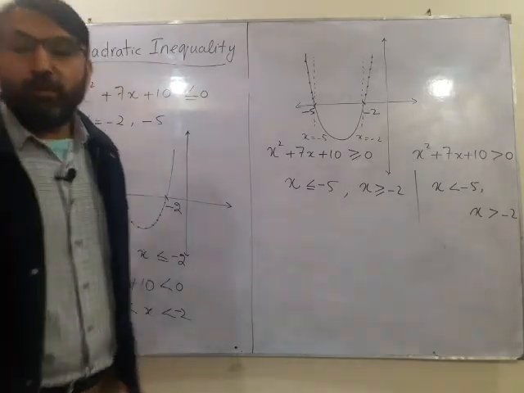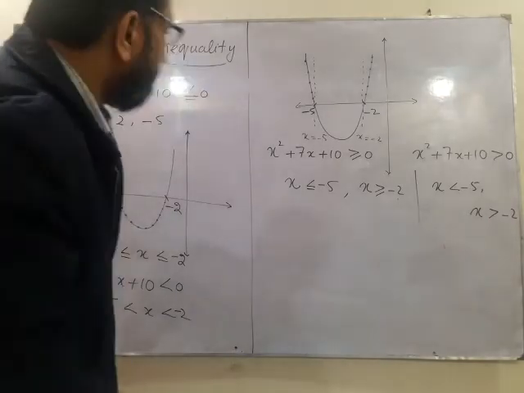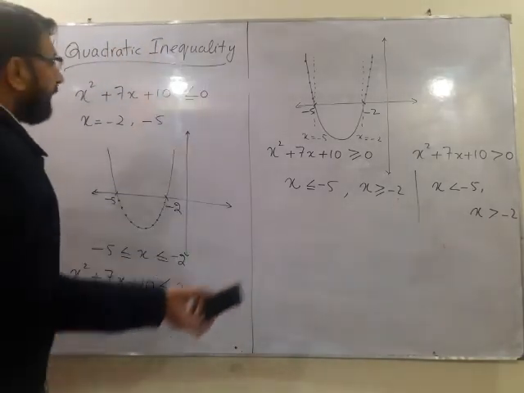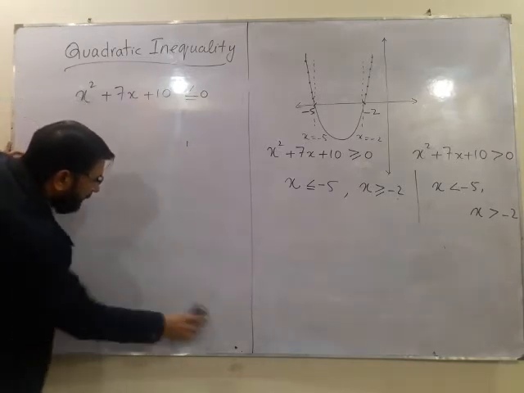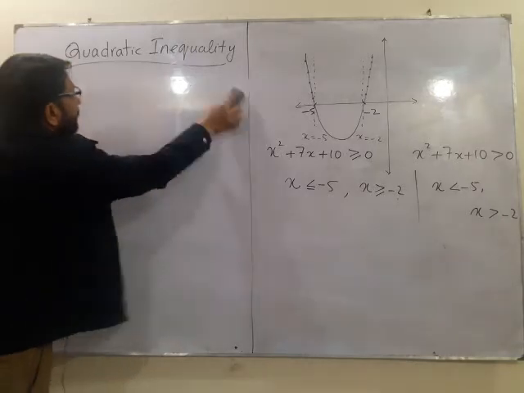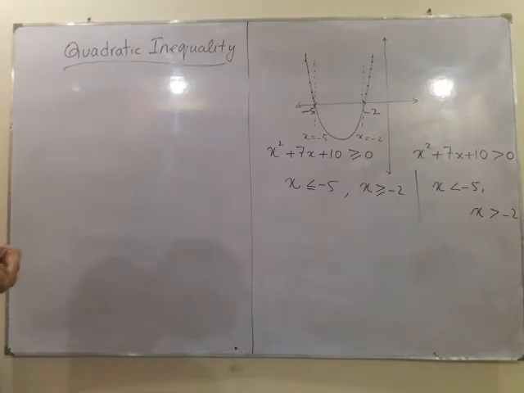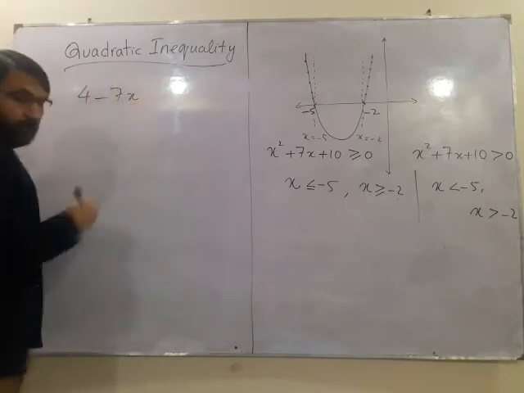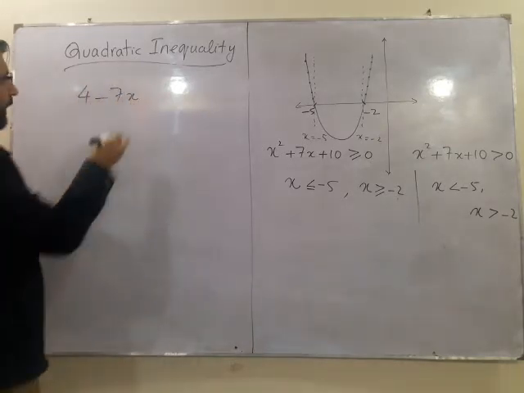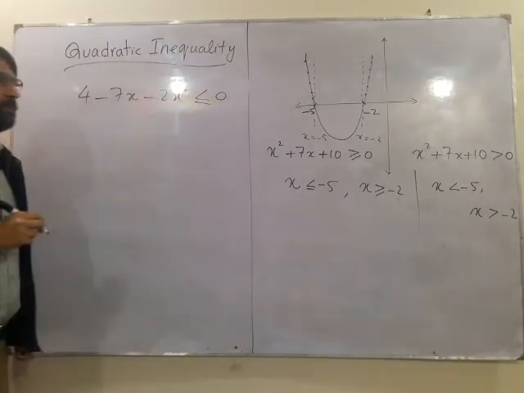Let us take one more example, but the other way around. Let us see how it behaves when the curve is upside down. If the curve is upside down, this is 4 minus 7x minus 2x squared. It says this is less than or equal to 0.